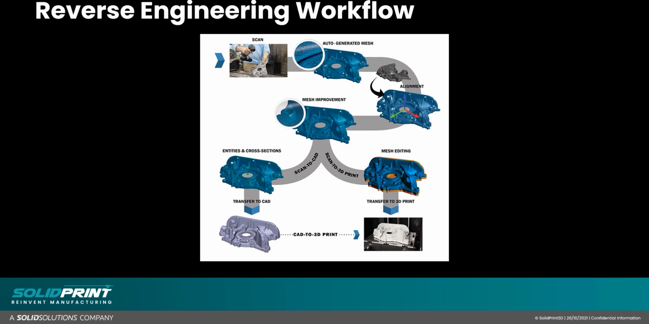The other method is a scan to print method. You may spend a little more time in the scanning software actually cleaning up and making sure that you've got a watertight model before you actually transfer that straight to a 3D printer. This workflow is more commonly used where you're scanning an object that's very organic in shape and wouldn't really benefit from remodeling in your CAD software to create any parametric based features. Both of these workflows are completely valid and entirely depend on the application that you're actually using this object for.